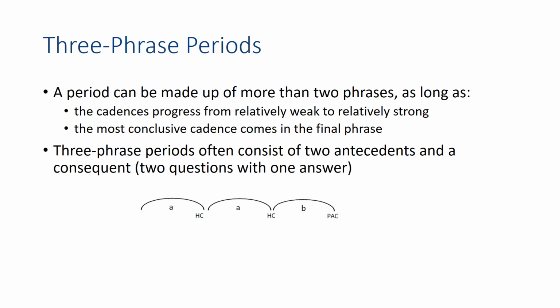Now, if you have 3 phrases in your period, a 3-phrase period is usually going to have 2 questions and an answer, 2 antecedents and a consequent, rather than one question with 2 answers, right? Although that does happen. So here's an example. We have 2 half cadences that are answered by a phrase that ends with a PAC.